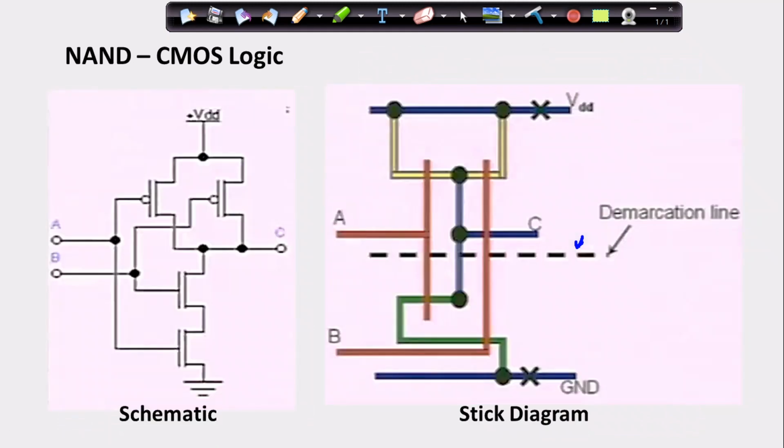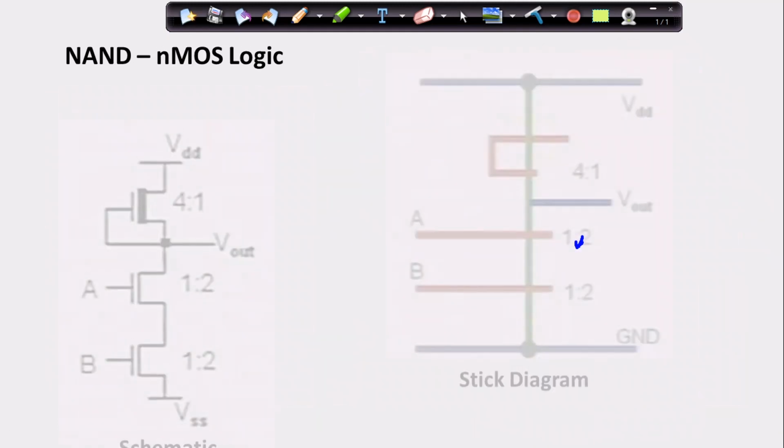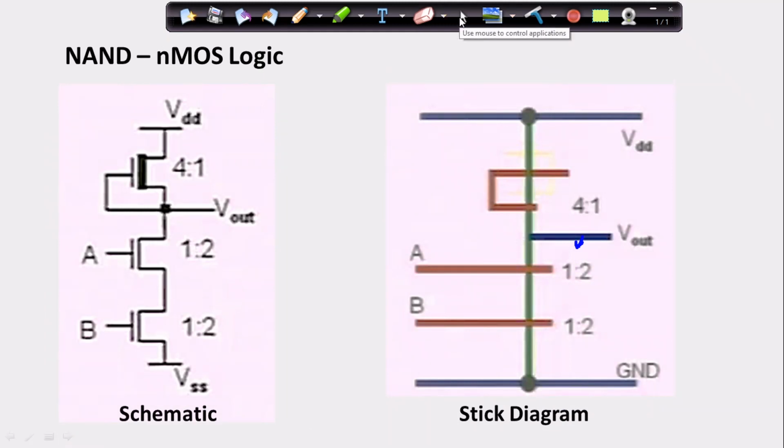NMOS, let me see. Yes, okay, here we can observe our NMOS logic. For NMOS logic, we have two transistors connected in series. The pull-up region, as we know, is going to be replaced with what? It is going to be replaced with our depletion mode NMOS transistor.